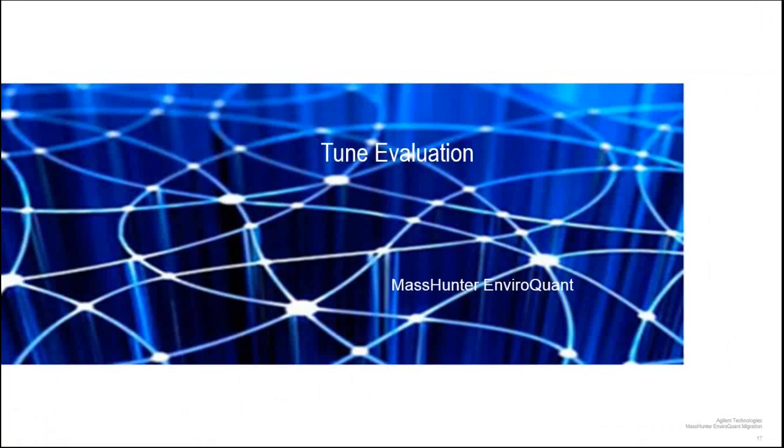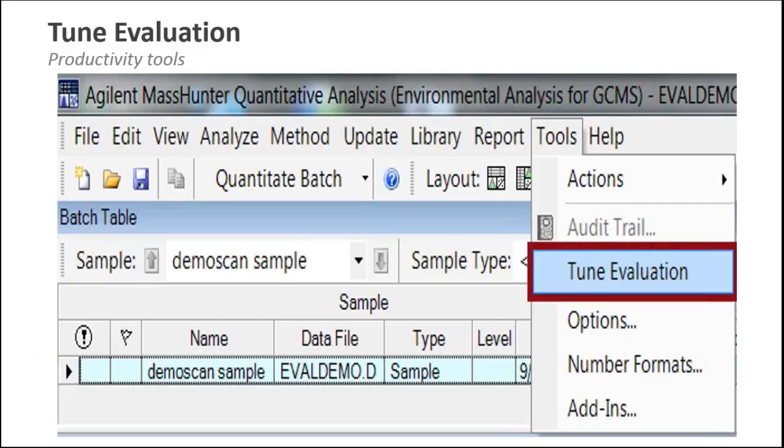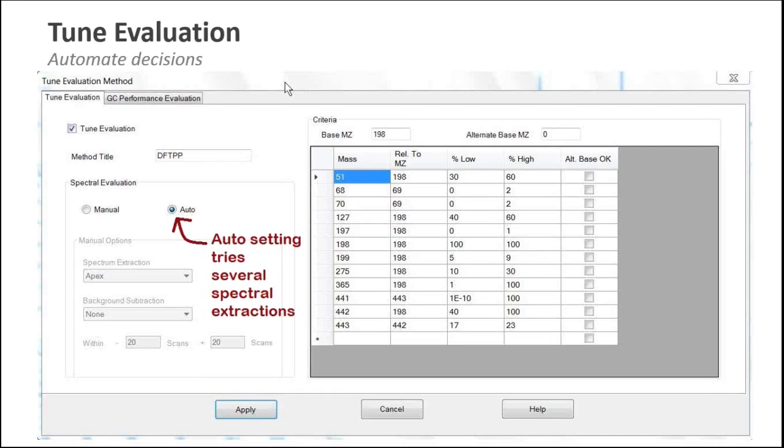All right, so I'm going to go through a fairly extensive set of features and show you that list that's helpful in the environmental labs. I'll start with what's always asked for first, which is getting past tune evaluation. So Quant offers you a tune evaluation tool which can be triggered from acquisition.